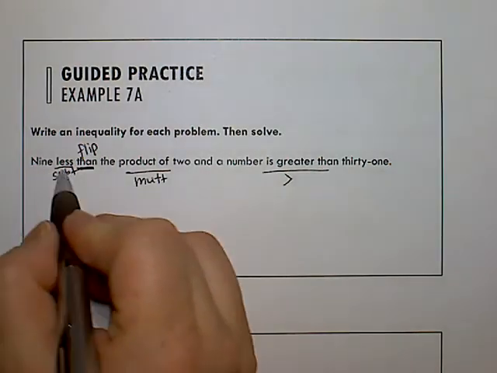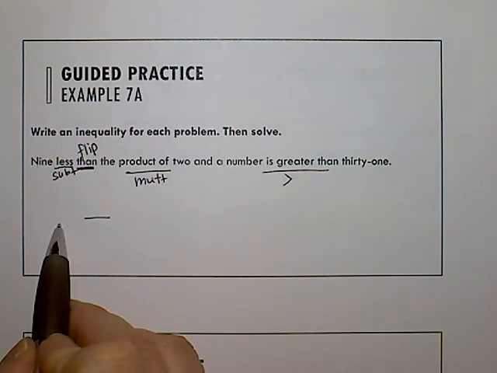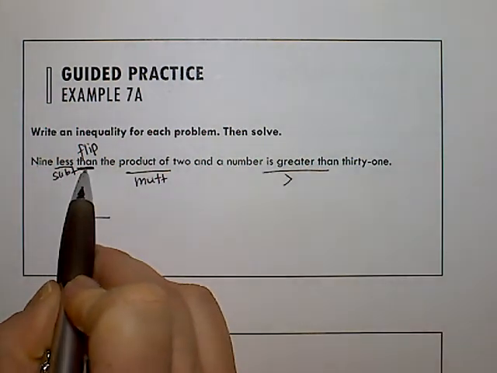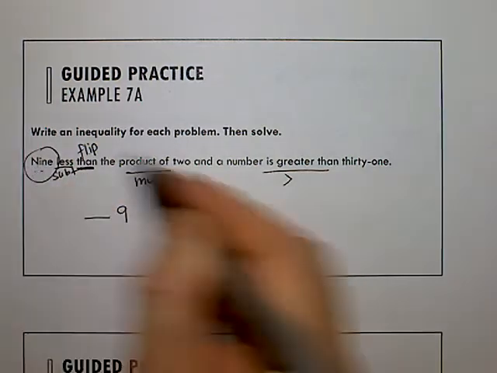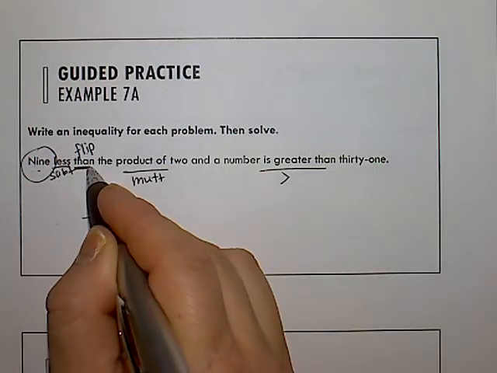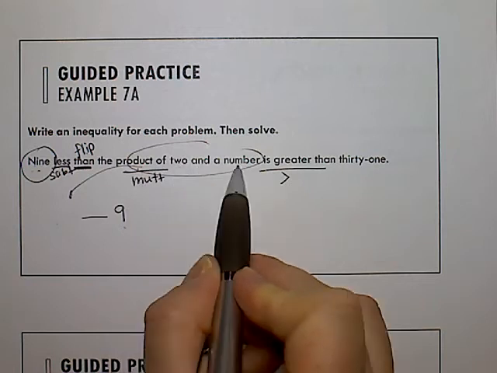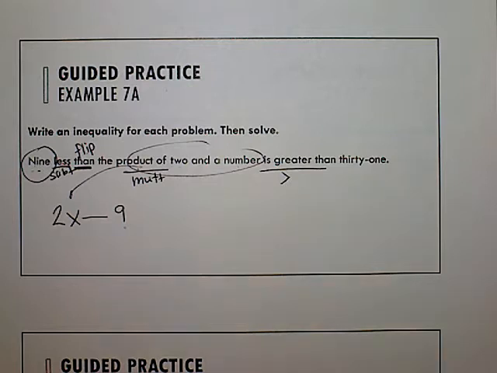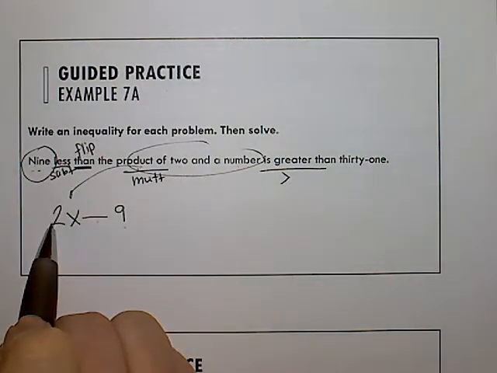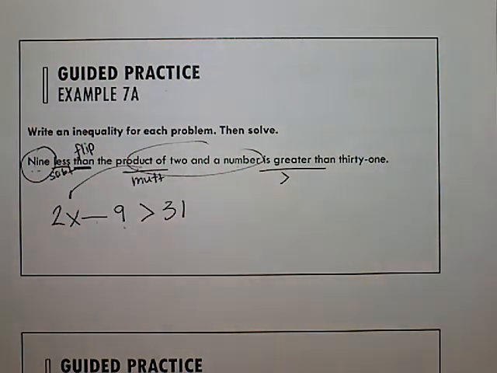So I'm going to start with 9 less than, so I put a subtraction sign. But instead of the 9 going in front, like I read it from left to right, because I see the word less than, 9 is going to go in back. I'm going to flip the order. What went in front when I read it now goes in back, and what goes directly after less than will go in front. The product of 2 and a number is 2 times the variable. 9 less than 2, the product of 2 and a number, is greater than 31. 15 seconds, please solve.